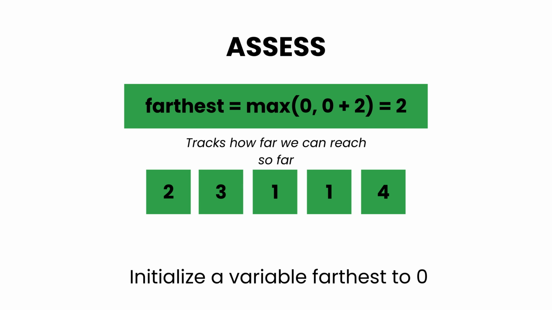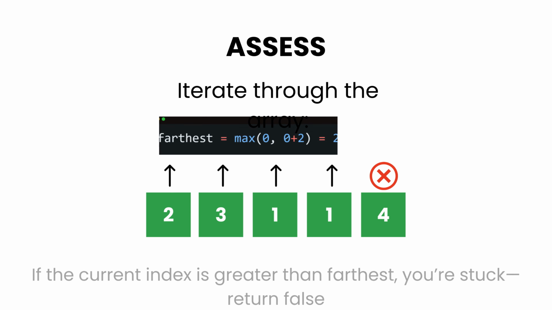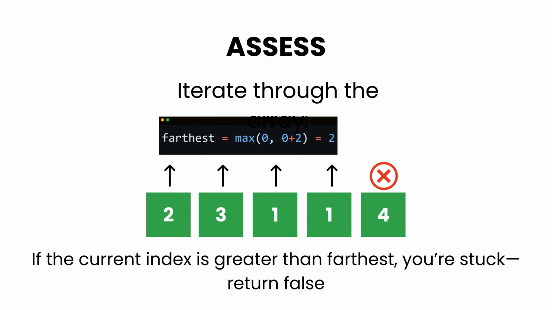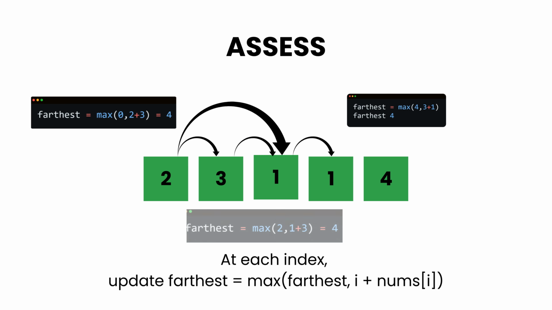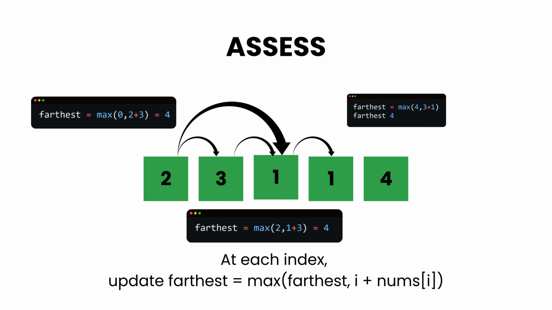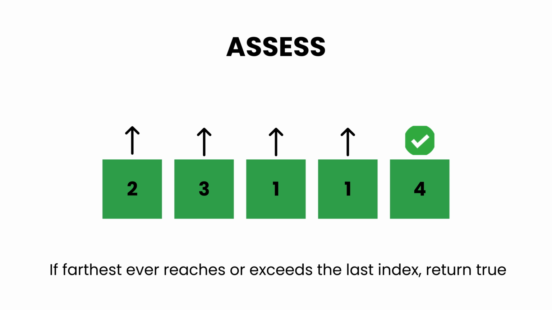Initialize a variable farthest to 0. Iterate through the array. If the current index is greater than farthest, you're stuck, return false. At each index, update farthest equals max of farthest, i plus nums[i]. If farthest ever reaches or exceeds the last index, return true.